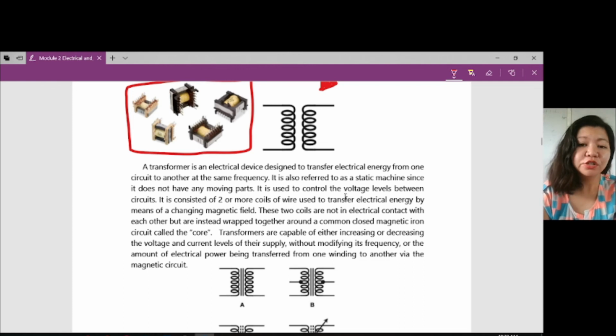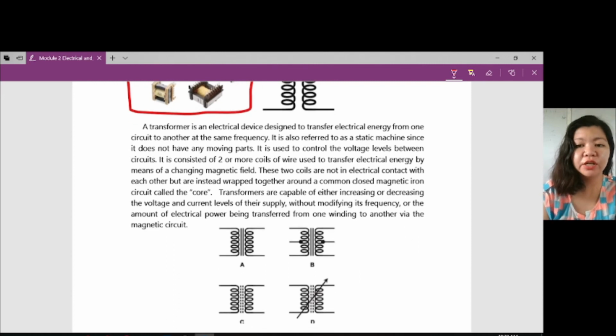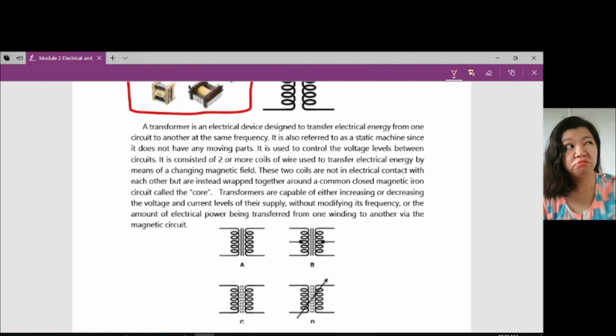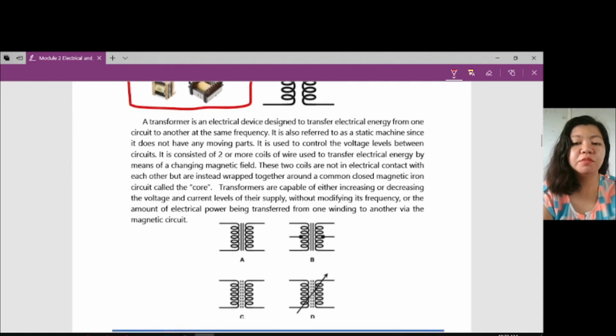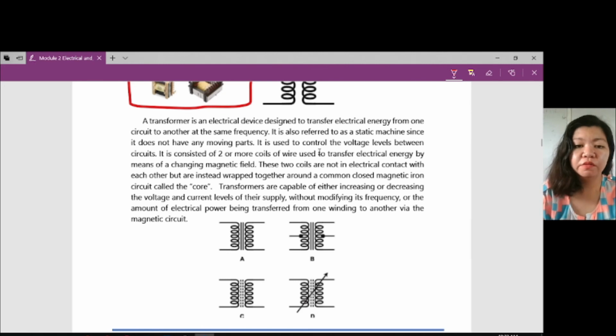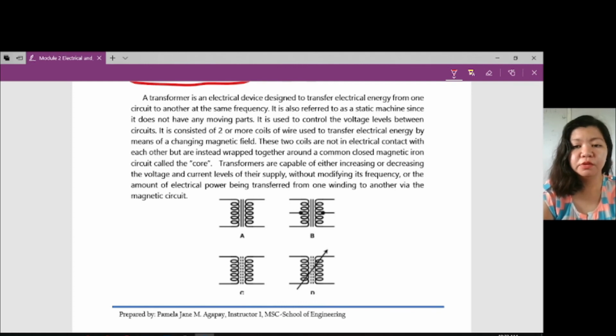Parang ganun. So, on the other hand, a transformer is an electrical device designed to transfer electrical energy from one circuit to another at the same frequency. So, kumbaga, isipin natin na siya ay mas advanced ang function kaysa sa inductor. So it's also referred to as a static machine since it doesn't have any moving parts. It is used to control the voltage levels between the circuits. So siya naman is responsible for controlling the voltage levels in order for it to be regulated or for it to be normal, usual, kalmado, kung ano man yung term na pwede natin magamit.